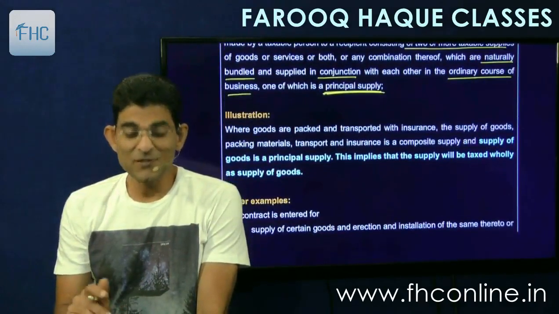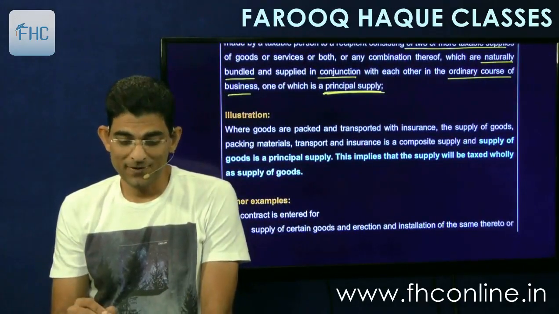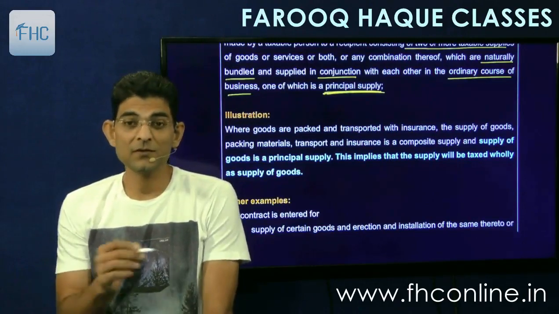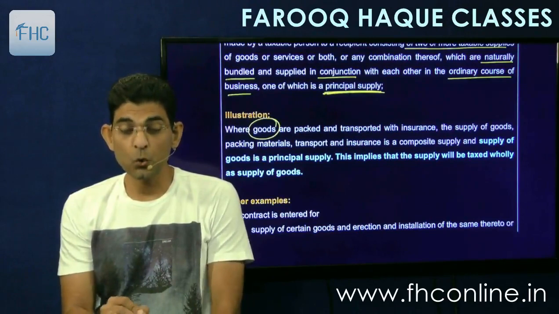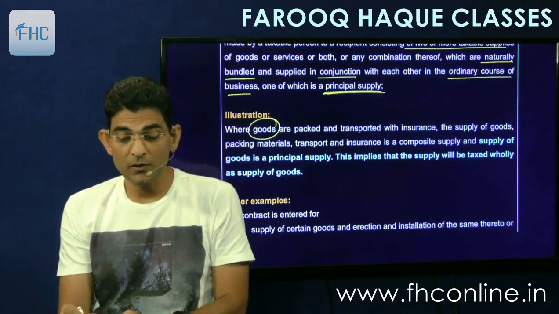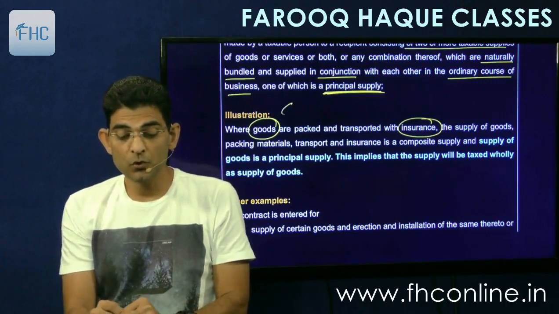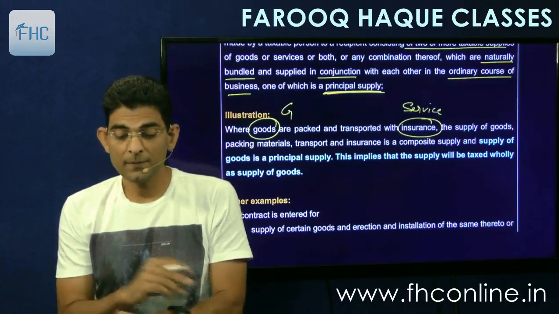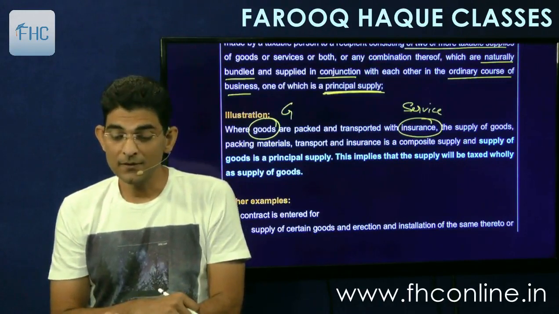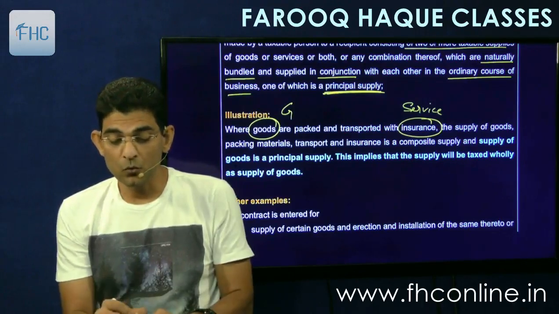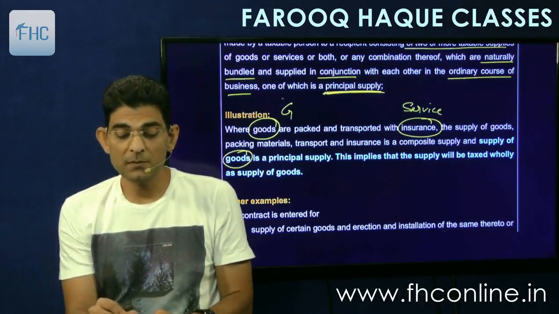Okay, so some illustrations and examples are also given here. Where goods are packed and transported with insurance, like this is a simple example. Goods are sold but along with insurance. So insurance is also attached to it. So goods is goods and insurance is a service. Then supply of goods, packing material, transport and insurance is a composite supply, and supply of goods is the principal supply. This is the main thing.